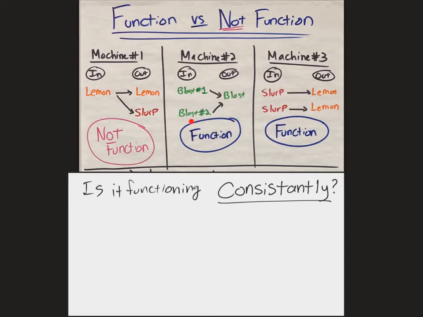Well, in machine 2, we have 2 different buttons for an item called blast. When I push the first blast button, it gives me the blast soda, and when I push the second button for blast, it's blast. Now, we have to ask, is this functioning consistently? Because each time I push, even though I'm pushing different buttons, I still get the same output. It is functioning consistently. Lots of students think that this is not a function, but it is. And when you think about it as a function machine, as an input and an output, you can really determine for yourself, is it a function or not?